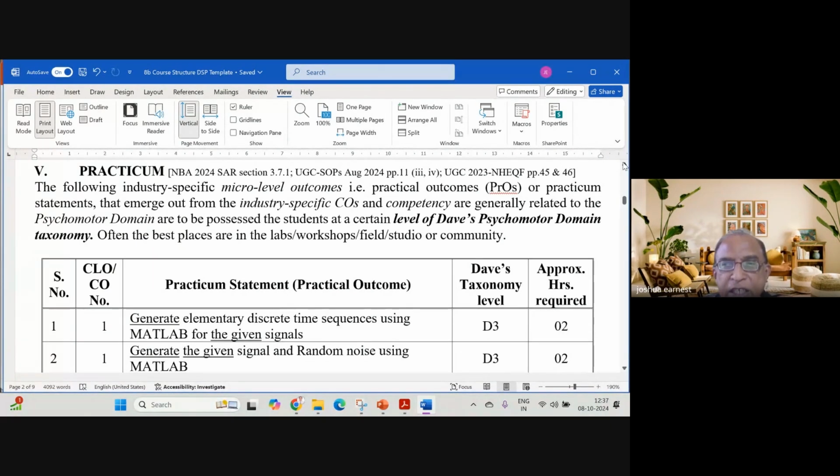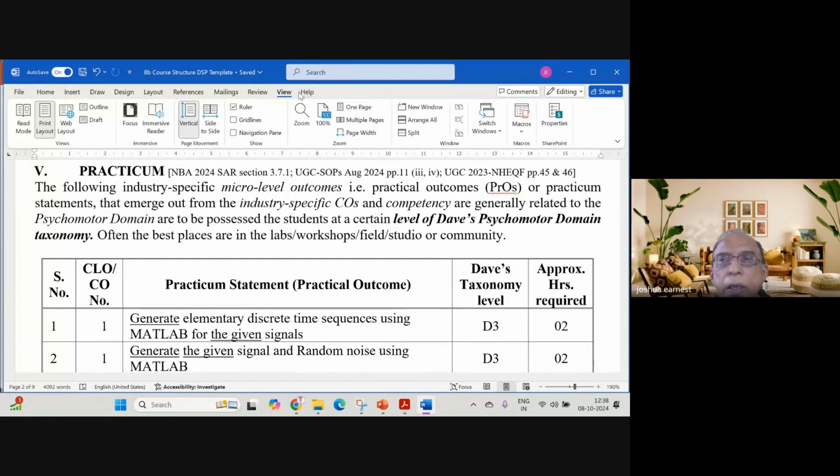The following industry specific micro level outcomes or practical outcomes or practicum, which NEP 2020 talks about, that emerge from the industry specific COs and competence statements are generally related to the psychomotor domain that are to be possessed by the students at a certain level of Dave's psychomotor domain taxonomy. Often the best places are the labs, workshops, field, studio, or community. So for the first CO, let me tell you.